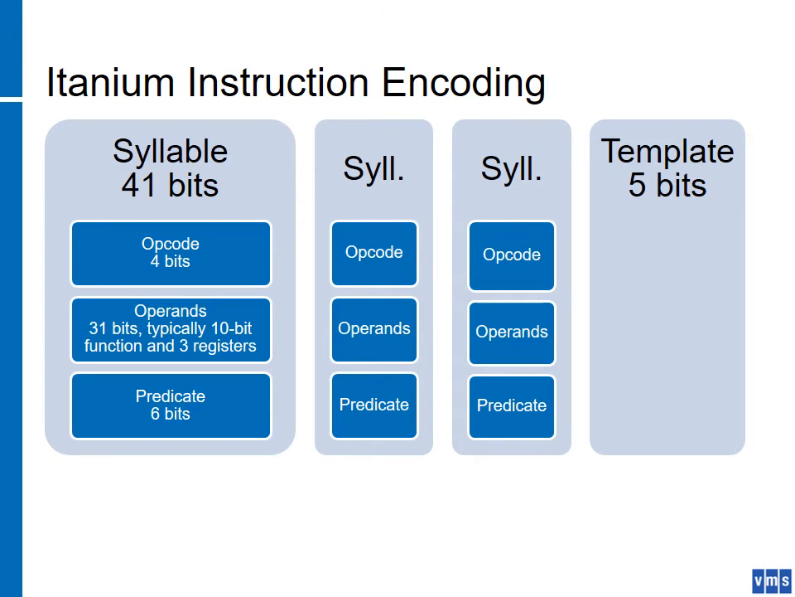So these consist of 4 bits of opcode, 31 bits for the operands, and in most cases the operands are a 10-bit function specifier, because in this case again the opcode doesn't uniquely specify the operation to be performed, as well as the encoding of 3 registers. And finally there are 6 predicate bits, and these select the predicate that determines whether or not this instruction gets executed.